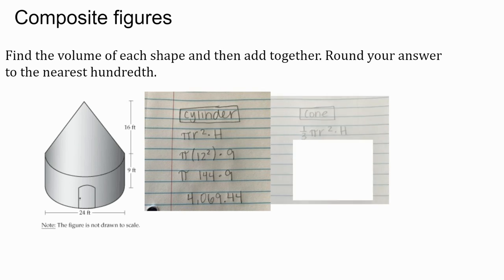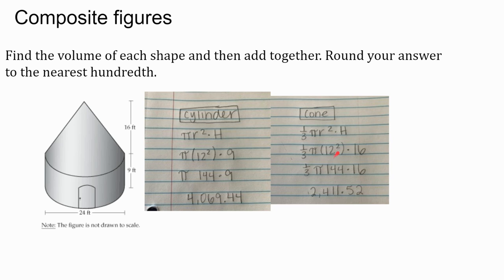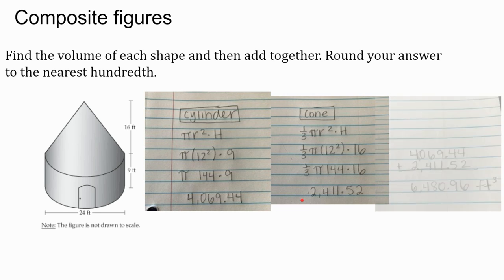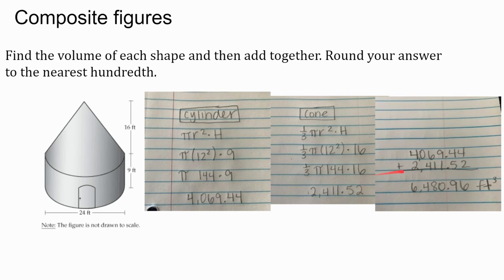And then I did the volume of a cone. Our formula is 1/3 pi r squared times height. I'm going to have that same radius. And then my height now is 16 feet. So my work over here, I have 12 squared, which is 144. I multiplied that by 16 times pi, and then I took 1/3 of that and got to an answer of 2,411.52. Then again, I would add those two numbers together to give me my total volume of 6,480.96 cubic feet.